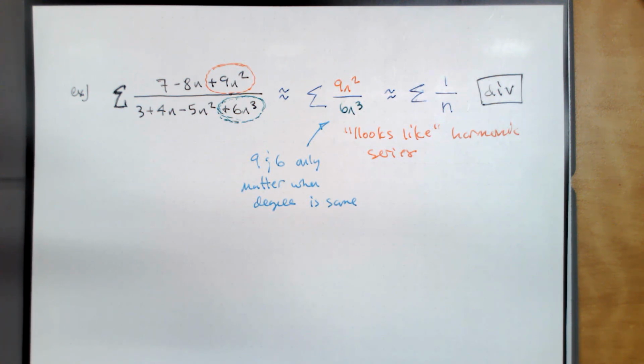It just doesn't matter. It's the power that determines. And then once we get down to the ratio of the constants, that only matters when the degrees are the same. If it's a billionaire fight, they're both n cubed, then it's like, well, I have $9 billion. Then the other one says, I only have $6 billion.